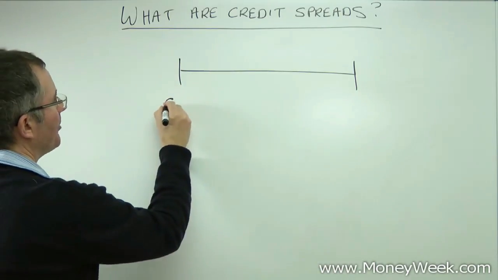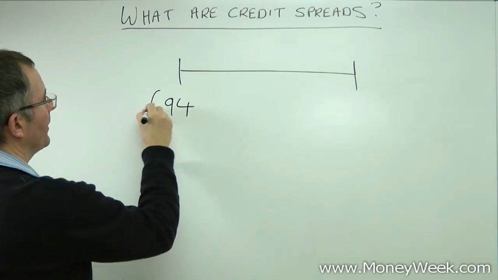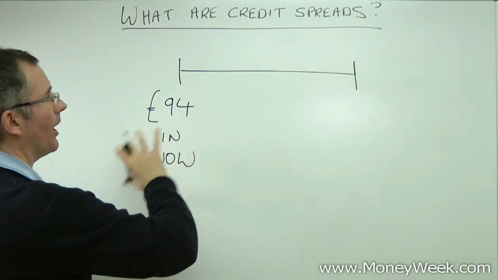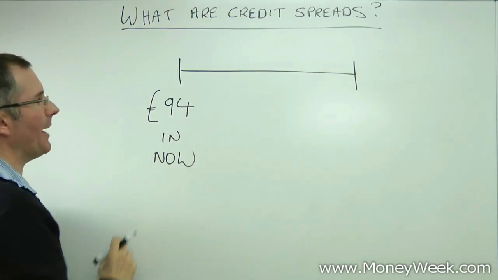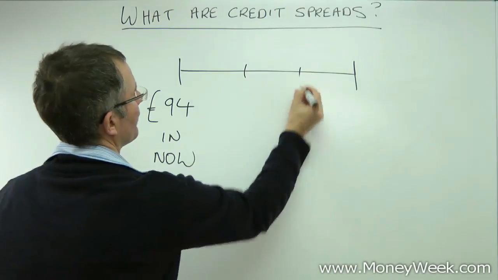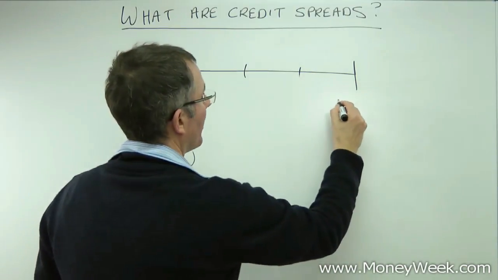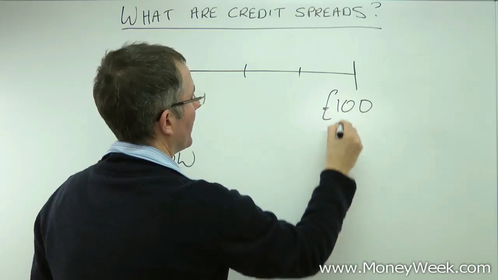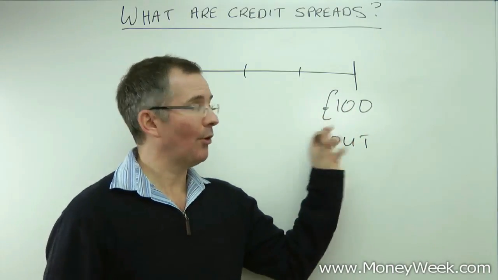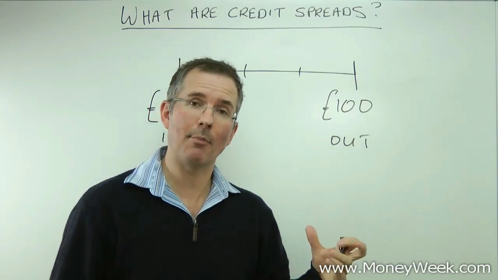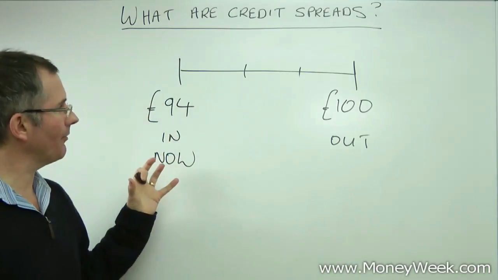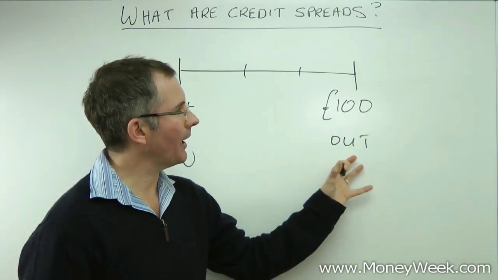So let's say I put £94 in now to buy a bond. That means I buy a piece of paper from a government, an IOU. It's going to last 3 years, 1, 2, 3, and at the end of it I get £100 out. I know that because bonds redeem at their nominal value, and that's fixed. For a UK bond, that's typically £100 or £1,000. So I'm buying a bond for 94, and in 3 years' time I get £100 back.